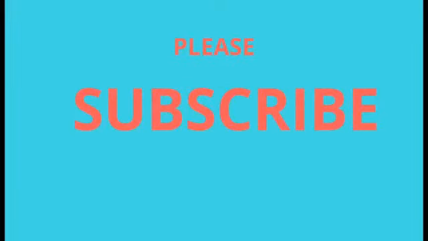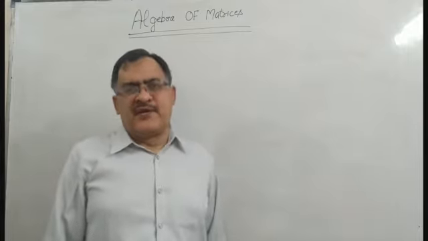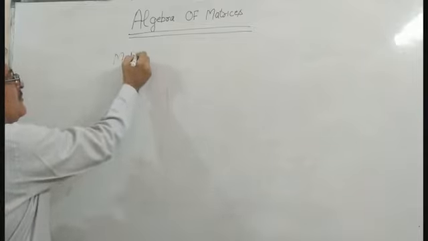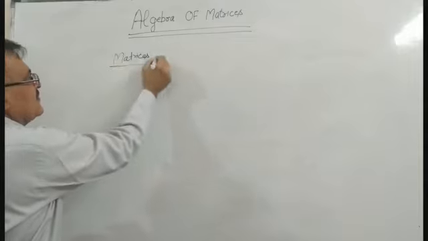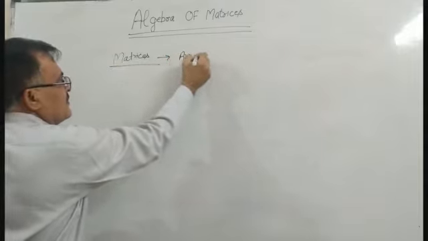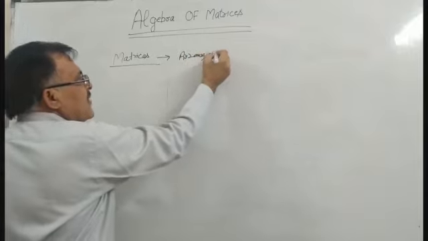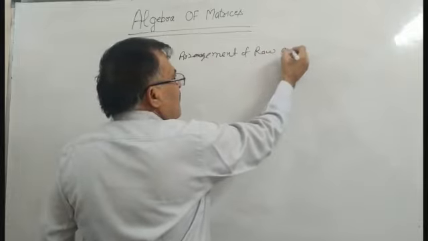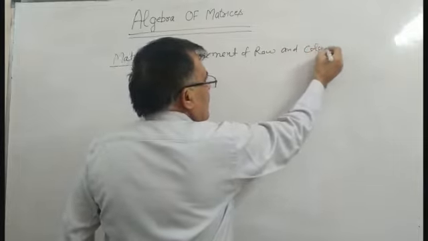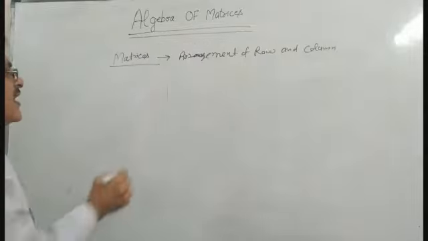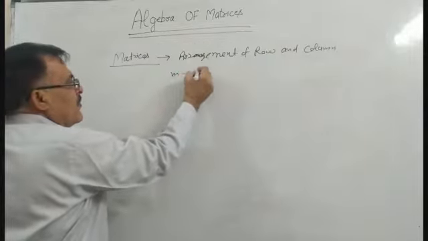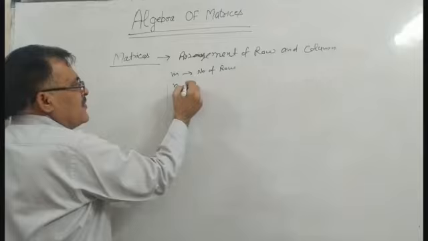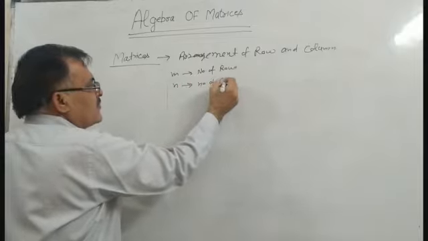Shri Hanuman. I will discuss the introduction of the matrix. What is a matrix? We can say a matrix is an arrangement of rows and columns. We can say M for the number of rows, N for the number of columns.